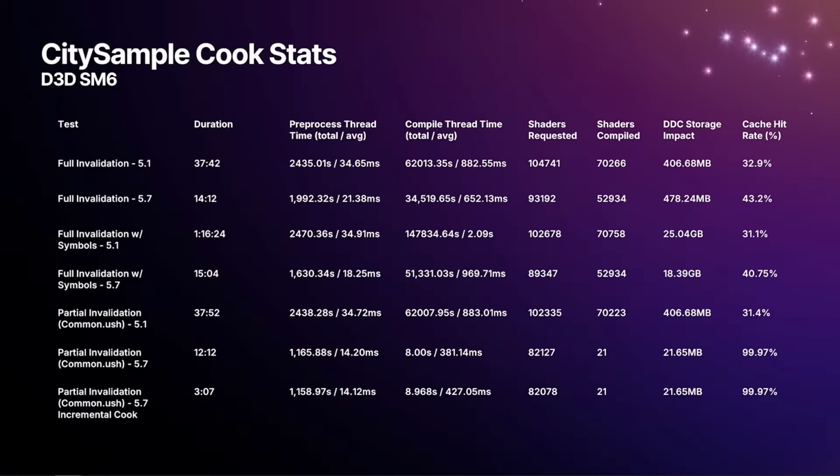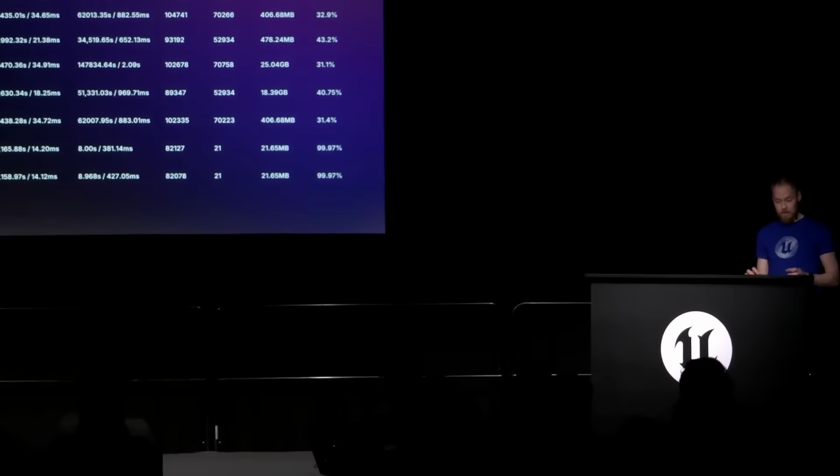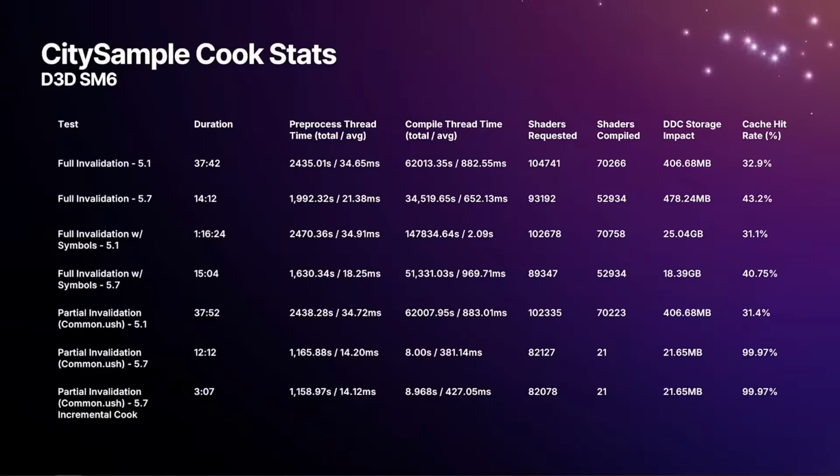So there were 3 tests that I ran. First is a full invalidation, so I bumped ShaderVersion.ush, which causes all shaders to recompile. Then I did the same thing again, but with symbols on. And finally, I did a partial invalidation. I just made a small change to a single function in Common.ush, the pseudo volume texture function, which is used by only a small handful of shaders. I also ran all these tests with a fully primed DDC from a previous cook, just to make sure that only shader work is being done in these cooks, so no other impact.